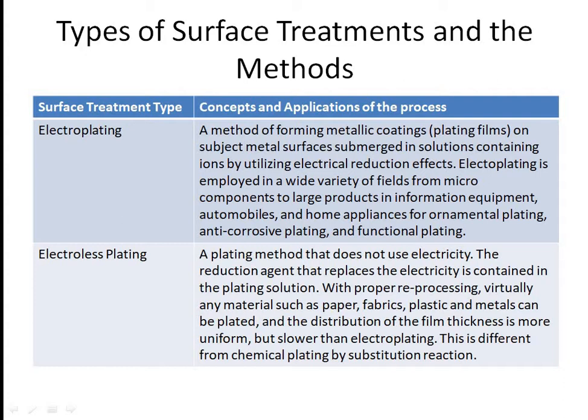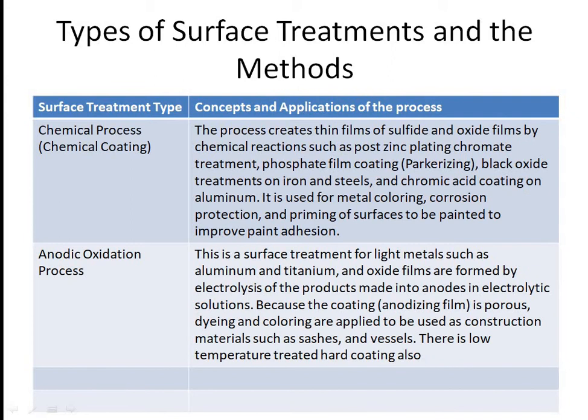That is, the process is the same, and the distribution of film thickness is more uniform, but it is slower in the case of electroless plating and faster in the case of electroplating. So this is different from chemical plating by substitution reaction. So these are the two surface treatments: one is electroplating and another is electroless plating.